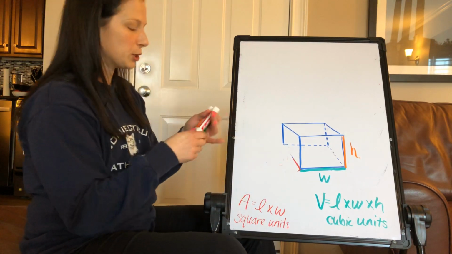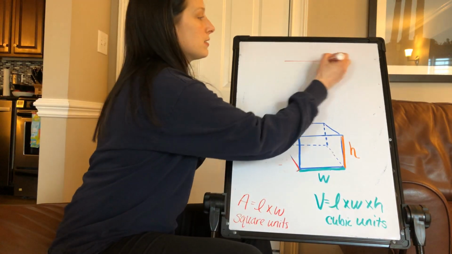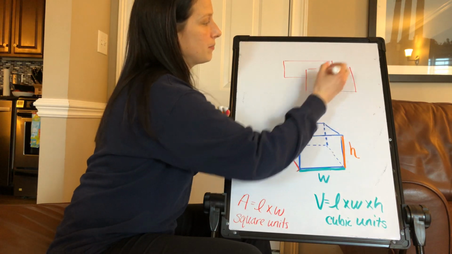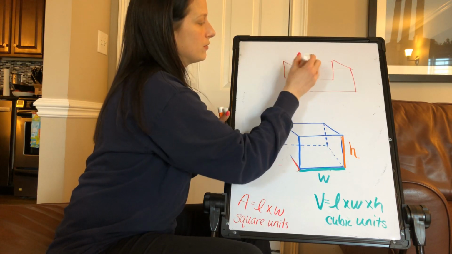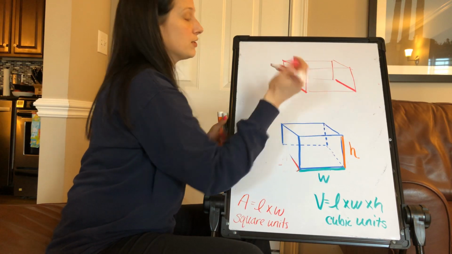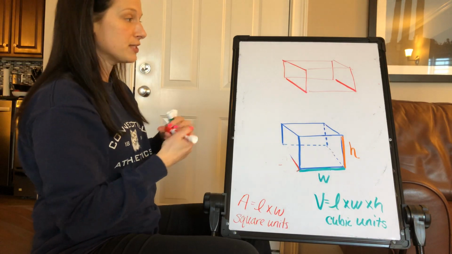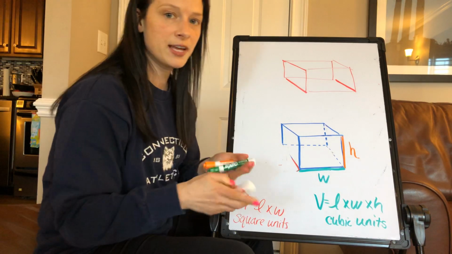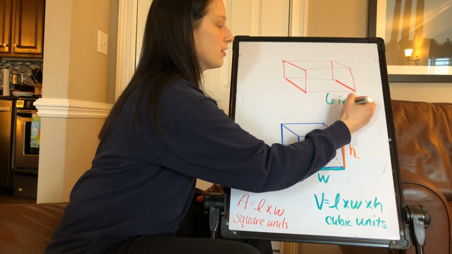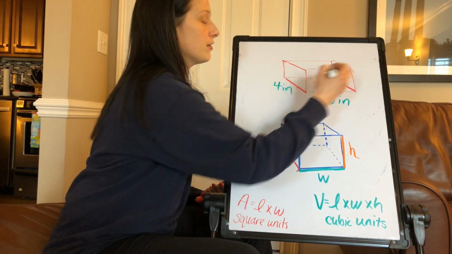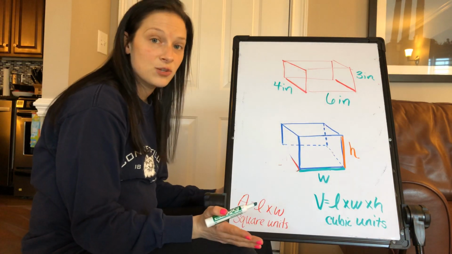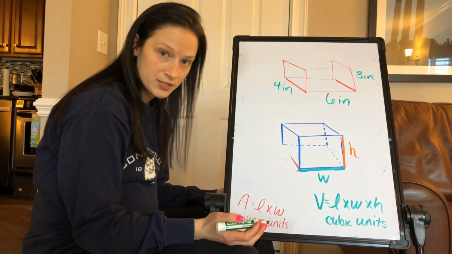I'll just draw a new one up here. Sorry, it takes me a second to get the drawing done. All right, so let's say we have a rectangular prism, and then there's numbers labeled in all different places. There's 6 inches here, 4 inches here, 3 inches here, and then they're going to ask you what is the volume of the rectangular prism.